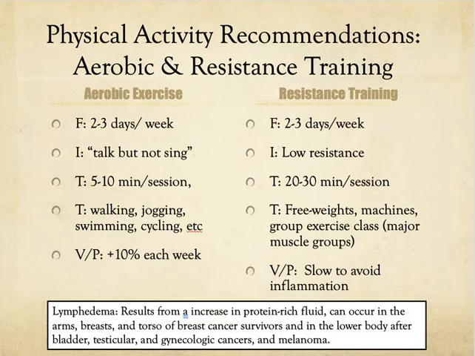An easy way to determine intensity is to use the talk but not sing rule. If you can sing while doing aerobic exercise, you are not working hard enough. In contrast, if you cannot talk while doing aerobic exercise, you're working too hard.